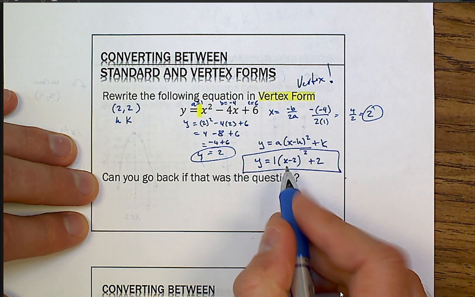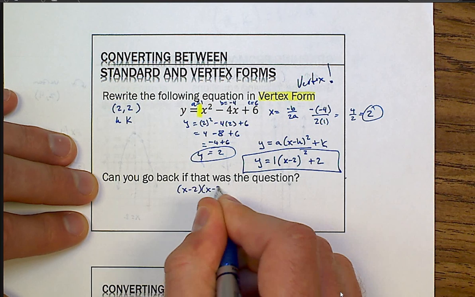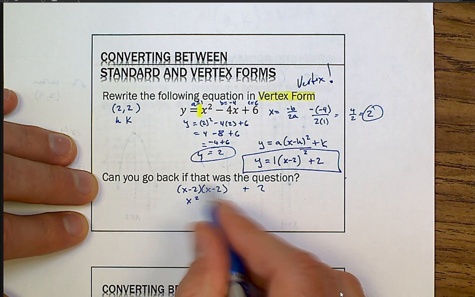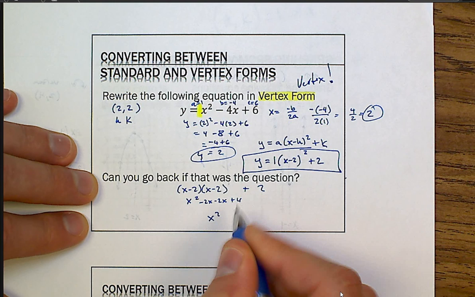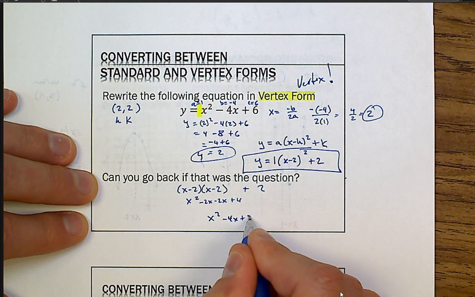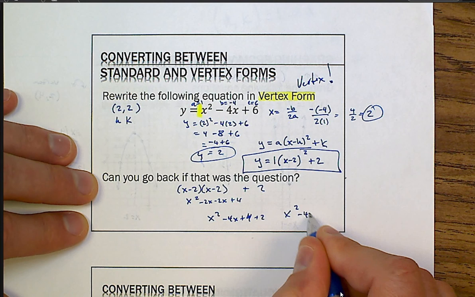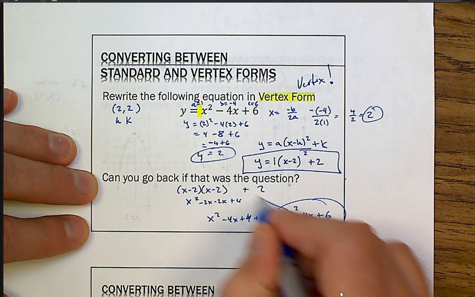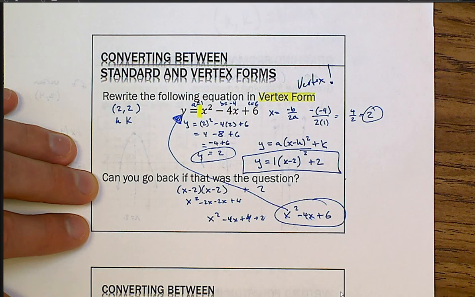So you have x minus 2 squared, which is really x minus 2 times x minus 2, and then plus 2. You just FOIL: x squared minus 2x minus 2x plus 4, x squared minus 4x plus 4, and then plus the 2. So you get x squared minus 4x plus 6. And that is the same thing as what we started with right there. And that's how you go back and forth from vertex to standard.